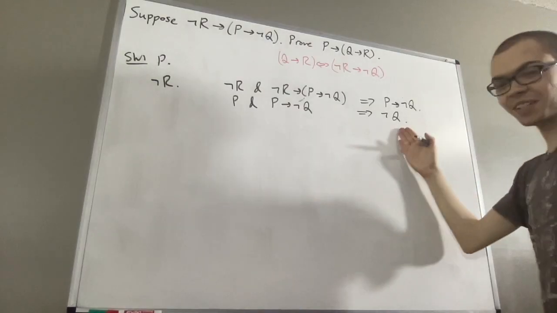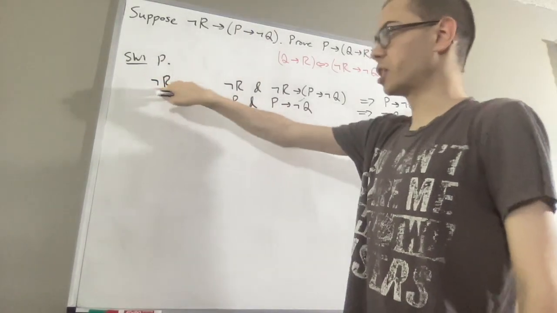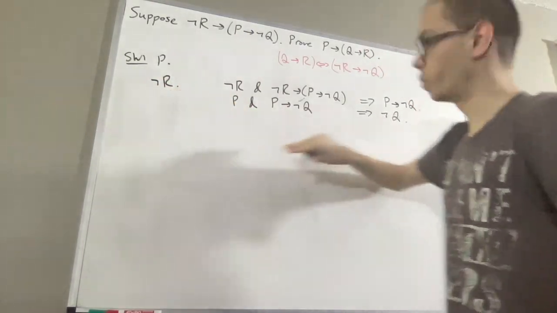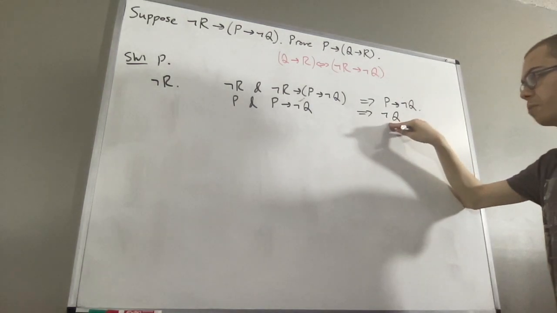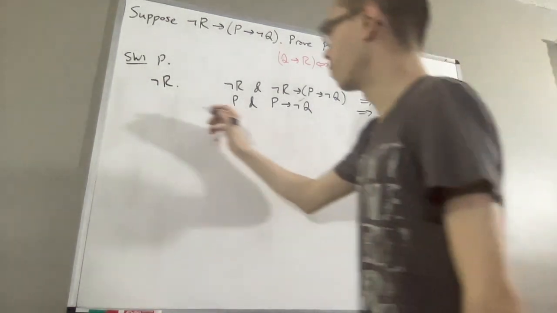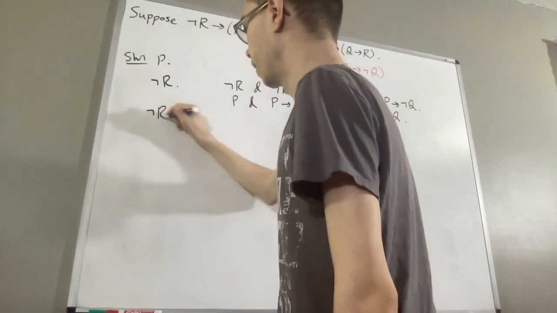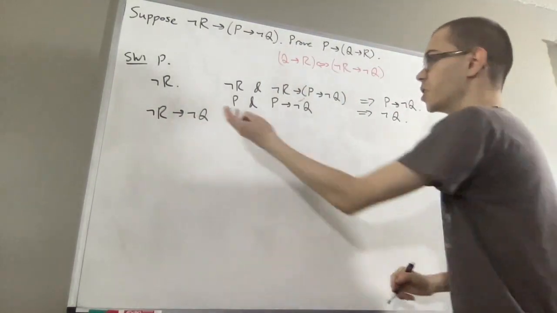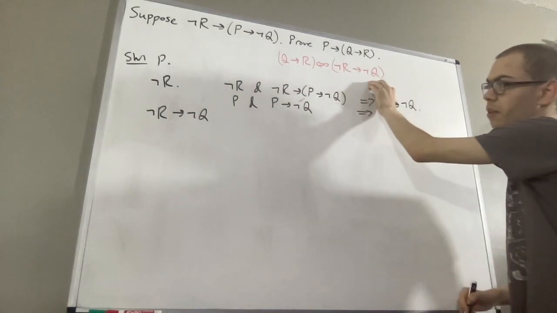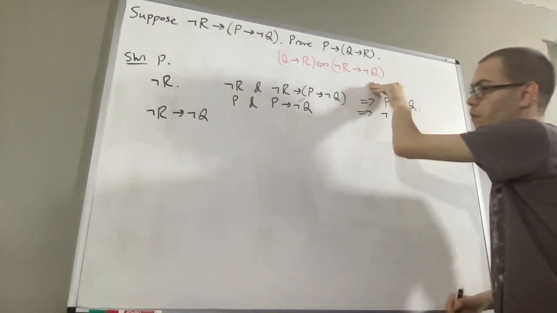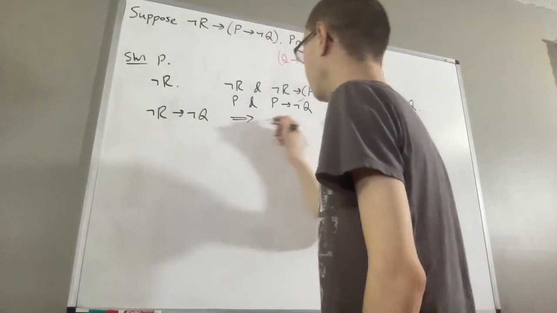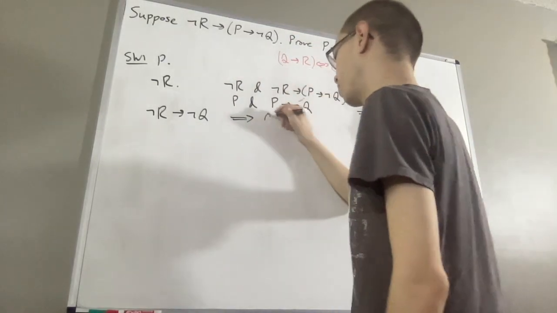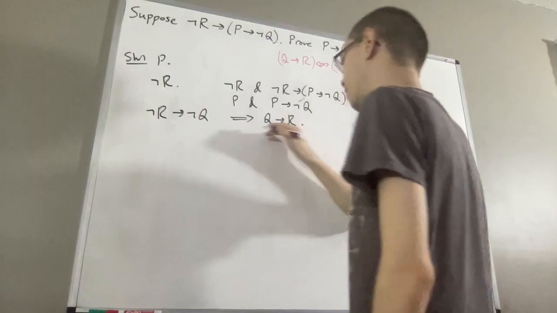So that's it. What we see here is, under the assumption that not R is true, we can logically deduce that not Q is true. Therefore, we have demonstrated if not R is true, then not Q is true. So we've proven that this statement is true. But since these statements are logically equivalent, that implies we must have that this statement is true: if Q, then R.